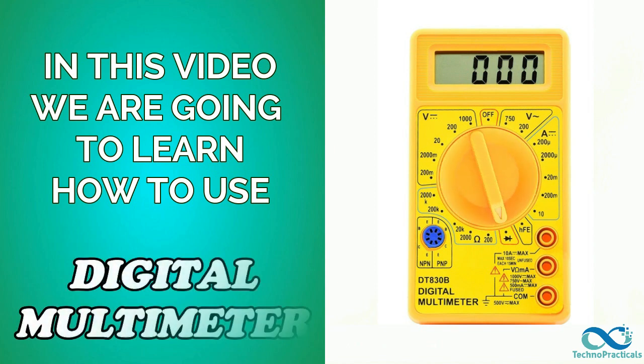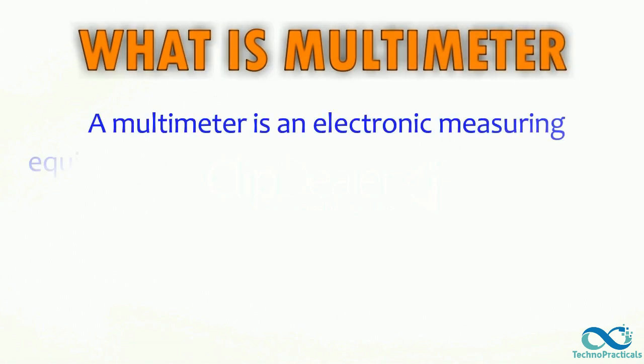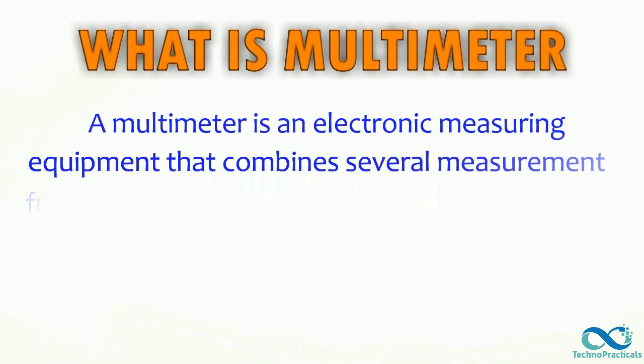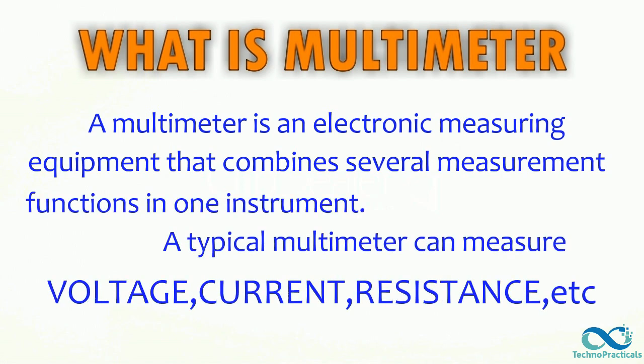In this video, we are going to learn how to use a digital multimeter. A multimeter is an electronic measuring equipment that combines several measurement functions in one instrument. A typical multimeter can measure various parameters such as voltage, current, resistance, etc.